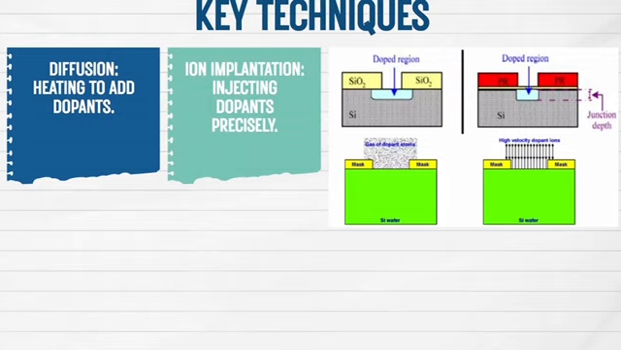There are two or three more techniques that can be used for doping, but we only chose two, and these are the pictures as you can see. On the left side, you can see diffusion. On the right side is ion implantation.